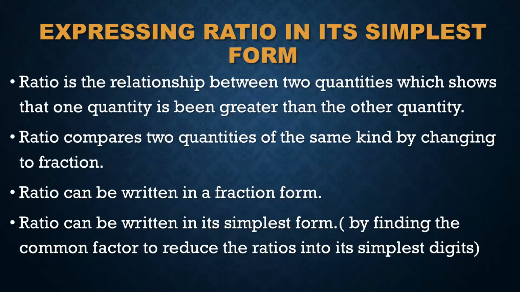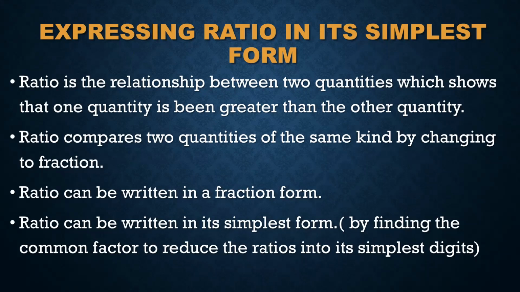Ratio is the relationship between two quantities, which shows that one quantity is greater than the other. Ratio compares two quantities of the same kind by changing to fraction, and that is not what you're going to do today. You're going to learn how to break a ratio into its simplest form. Let's see some of the qualities of ratio. Ratio can be written in a fraction form. So ratio is a fraction, okay? Ratio can be turned into a fraction.